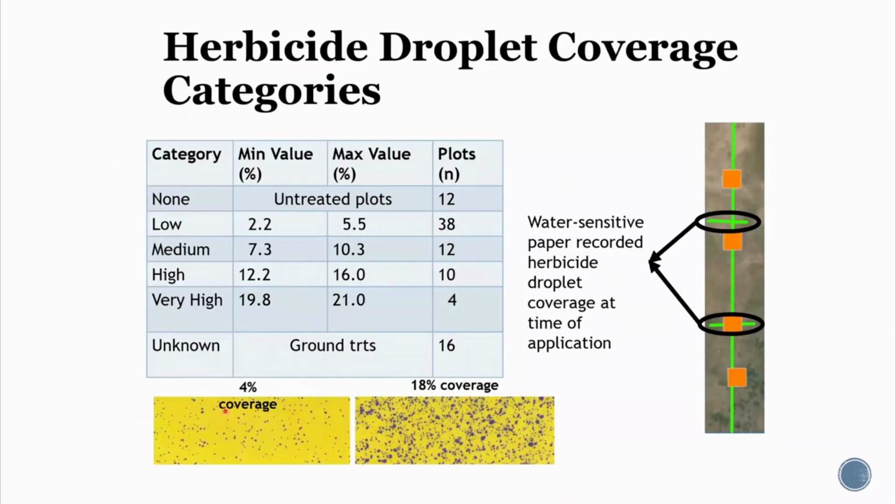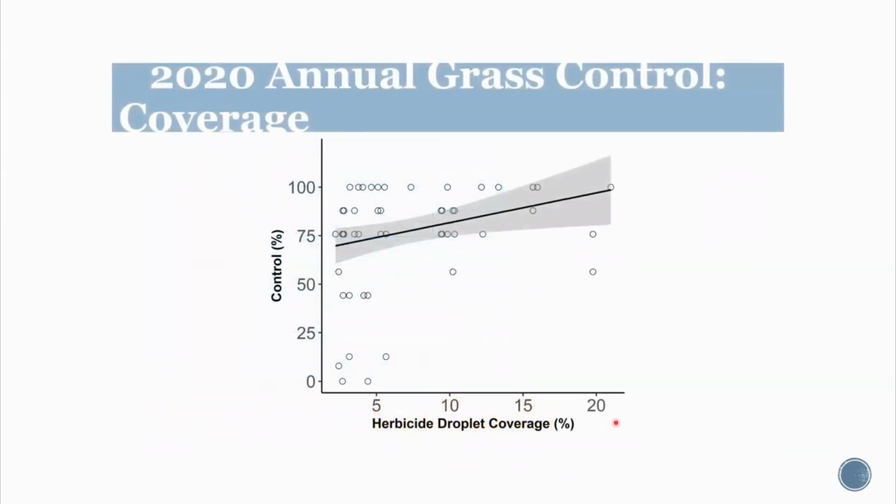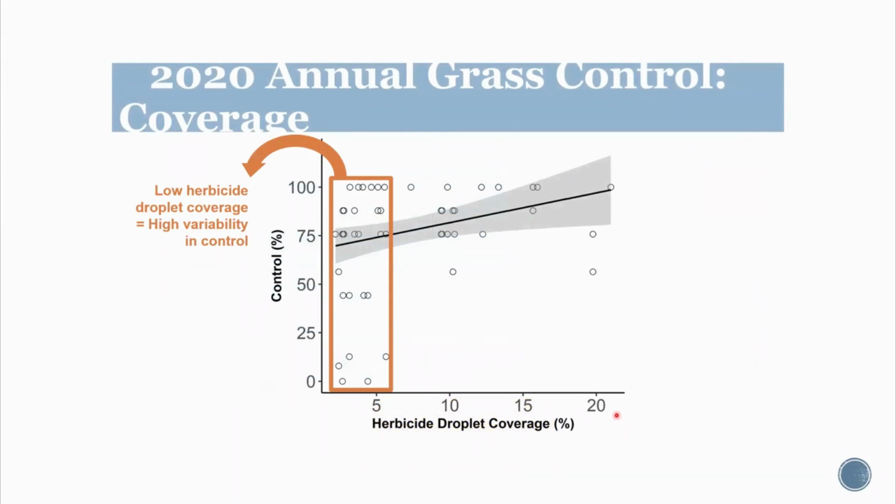This is the way we actually expressed our results. This is a 4% coverage on a little spray card, and this is 18% coverage. So we had those spray cards along the flight paths. And then we analyzed our data based on that percent coverage. And this is really important for people that are looking at trying to write contracts for aerial application. However they can get the droplet coverage, if they can get better than a 5% droplet coverage.